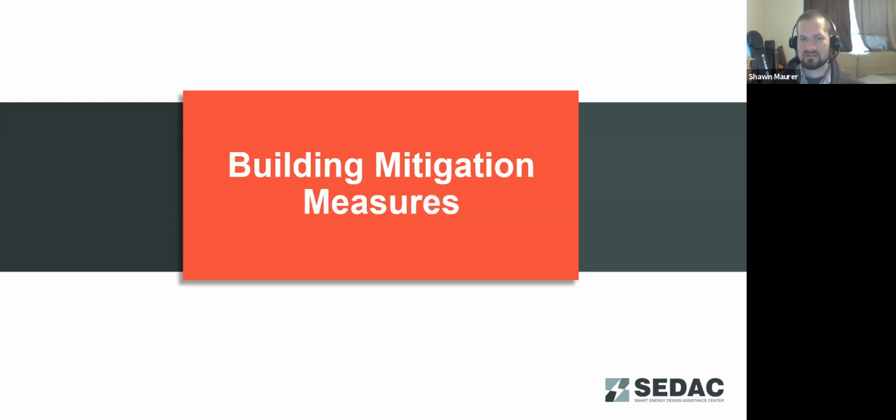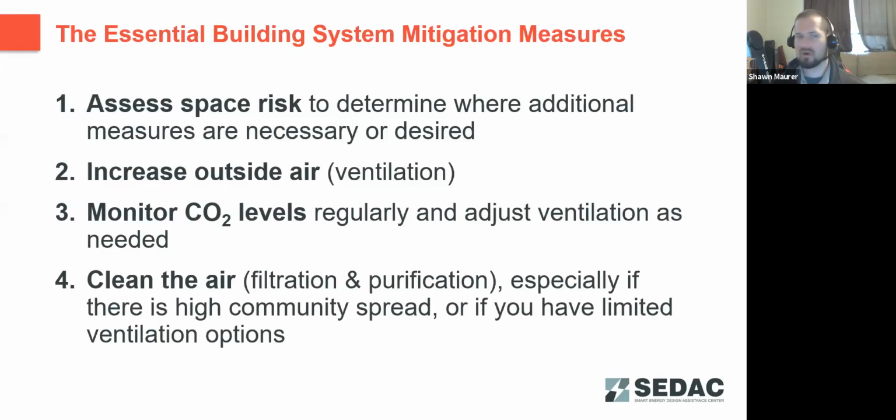But what we're going to get into next are ways to increase your risk mitigation through changes to your building's facilities. And this is probably where people need the most help. So assessing space risk to determine where additional measures are necessary or desired.